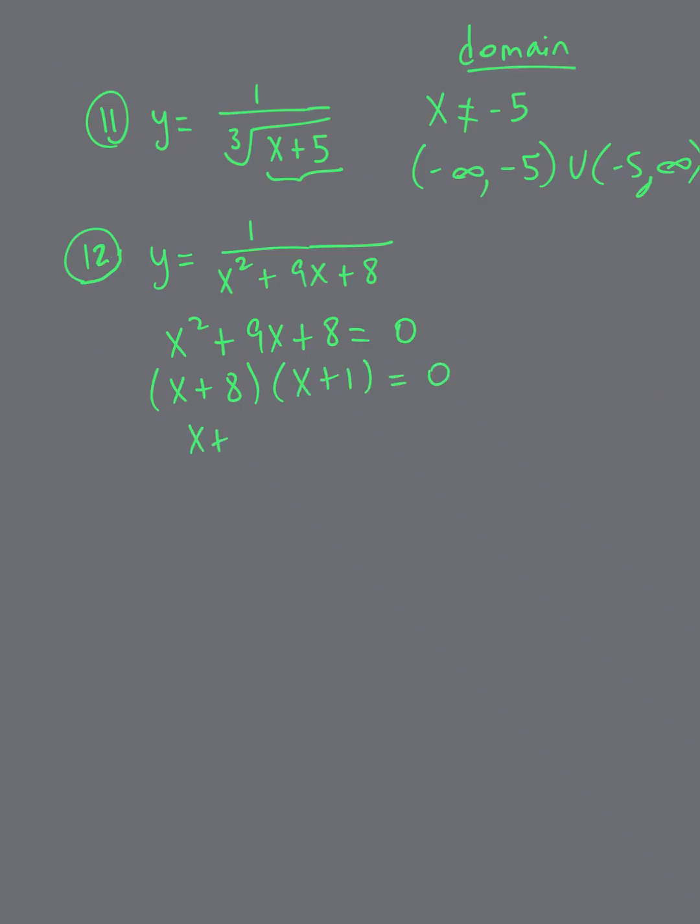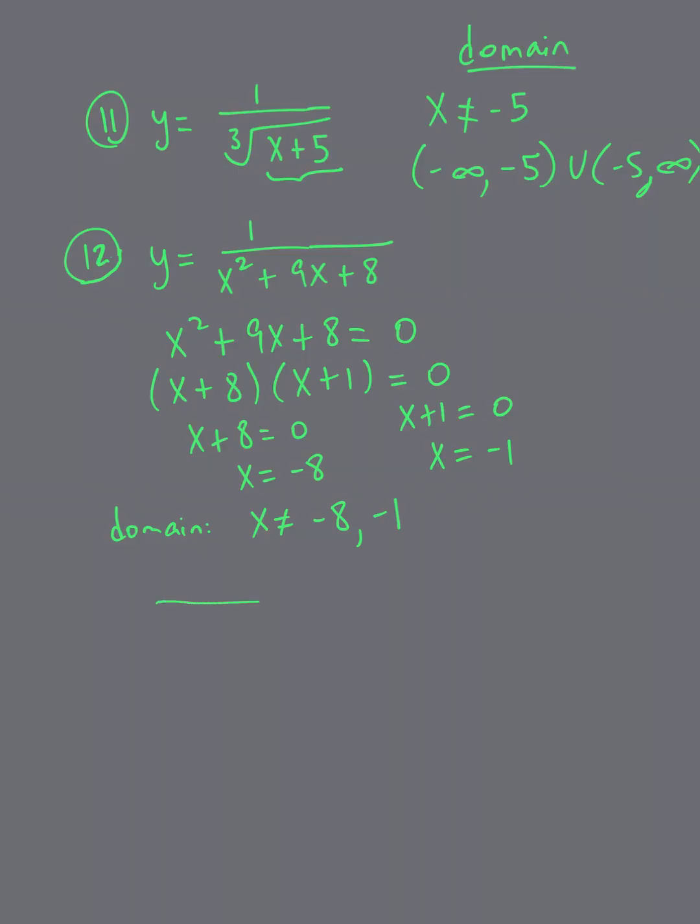And so x plus 8 equals 0 would give you a solution, which is x is negative 8. And x plus 1 equals 0 would also give you a solution, which is x is negative 1. Because 0 times any number is 0, for your domain, x cannot equal negative 8. It also cannot equal negative 1, because those two values would make your denominator 0.